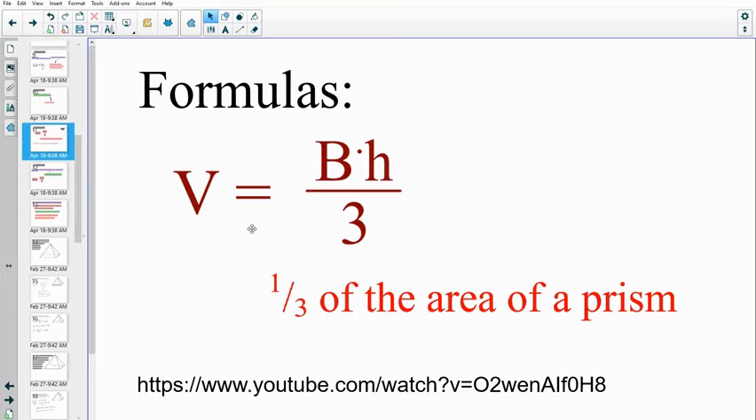The last formula we have to take a look at is the volume of a prism. Excuse me, the volume of a pyramid. And I said volume of a prism because I've got it on my sheet right now. This is base times height divided by 3. The volume of a pyramid is 1/3 of the volume of a prism.